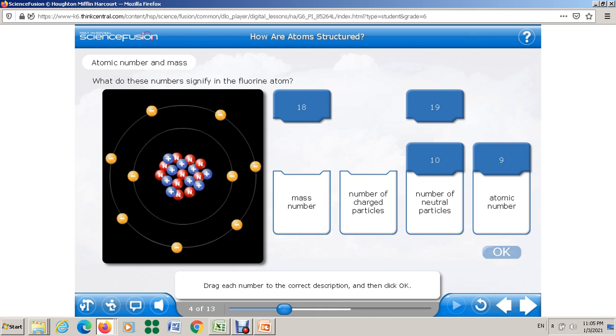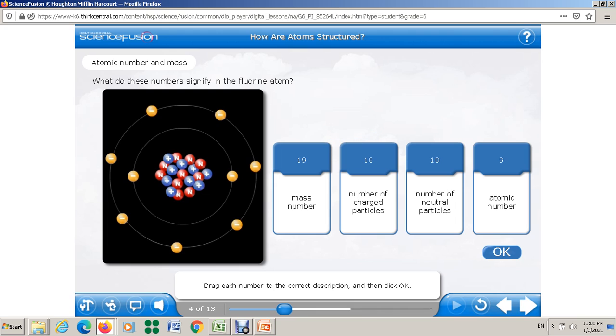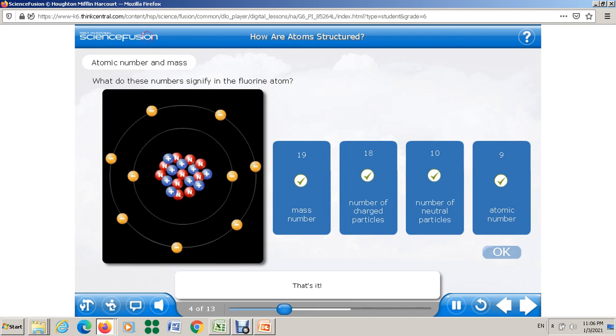Let's see. What about the mass number? The mass number is the atomic number, the number of protons, plus the number of neutrons. So 9 plus 10, which is 19. So this is the mass number. The number of charged particles, all charged particles: here we are talking about the number of electrons plus the number of protons, all of them together. The protons are 9, and the number of electrons, let's count them, should also be 9, so it should be 18. Let's see if it's correct. That's it. This is the correct answer.